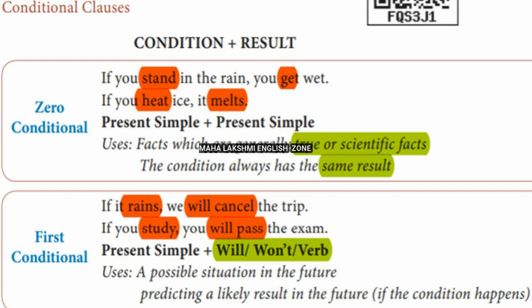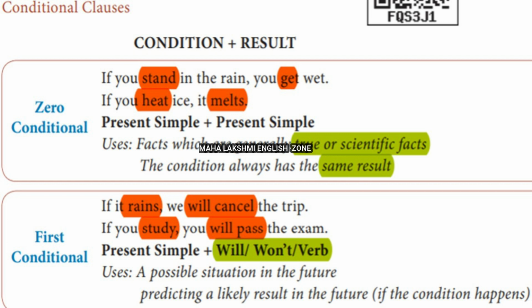If you heat ice, it melts. It is a scientific fact, so it can't change. Here heat is a present tense and melts is also a present tense. The clause starting with if, we say it is the if clause, and the other clause which gives complete meaning, we say it is the main clause. So if you stand in the rain is the if clause, and you get wet is the main clause.